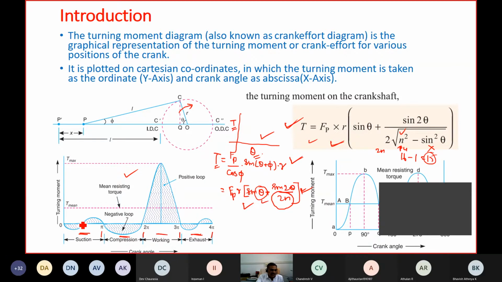In the first stroke, almost no power is produced. Here it is negative. Only in the power stroke is power produced. See, the torque varies from 0 to the maximum value, then comes back to 0 in the power stroke or working stroke. In the exhaust stroke also almost no power is produced. So in a 4-stroke engine, power is produced only during the power stroke. So this is the diagram. You can see the turning moment diagram for the steam engine, double acting steam engine, right? This is the introduction about the turning moment diagram.